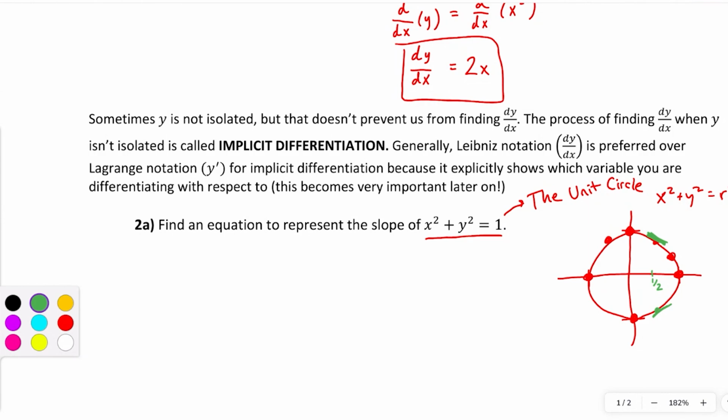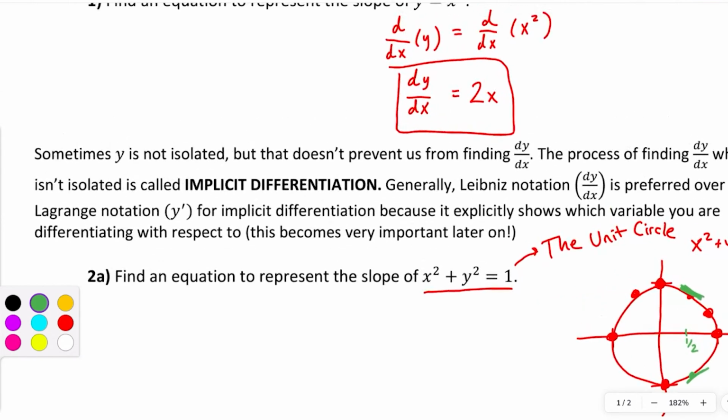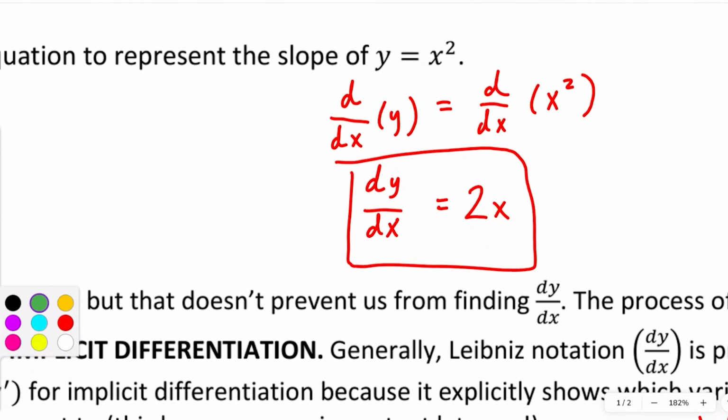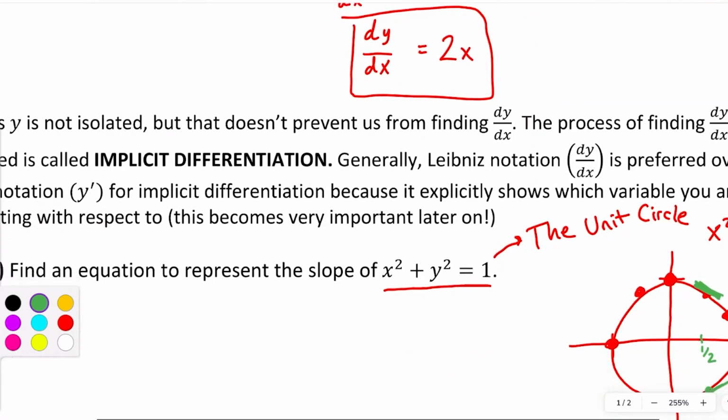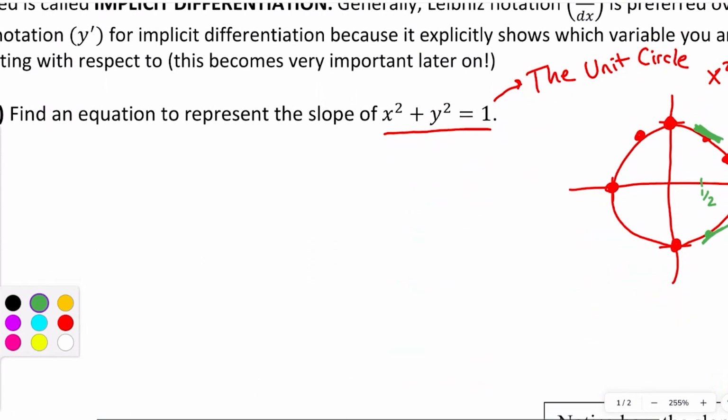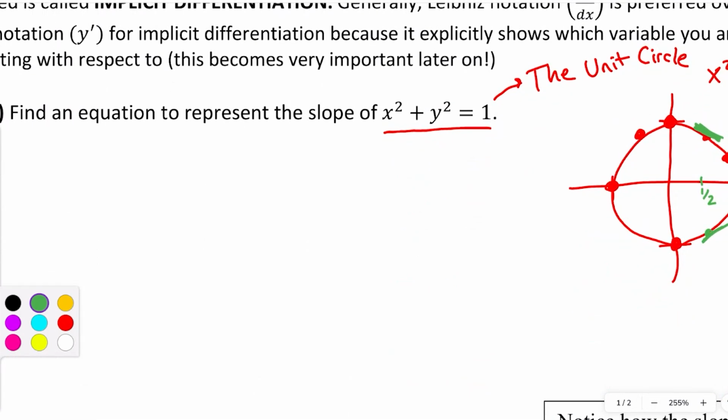All right, so let's go through the algebra and just show how this works. Now, just like how we differentiated this one with the d/dx on both sides, we're going to do the same thing with this other equation. So we're going to take the derivative of both sides of this equation with respect to x. So d/dx, the derivative with respect to x of x squared plus y squared, and 1.